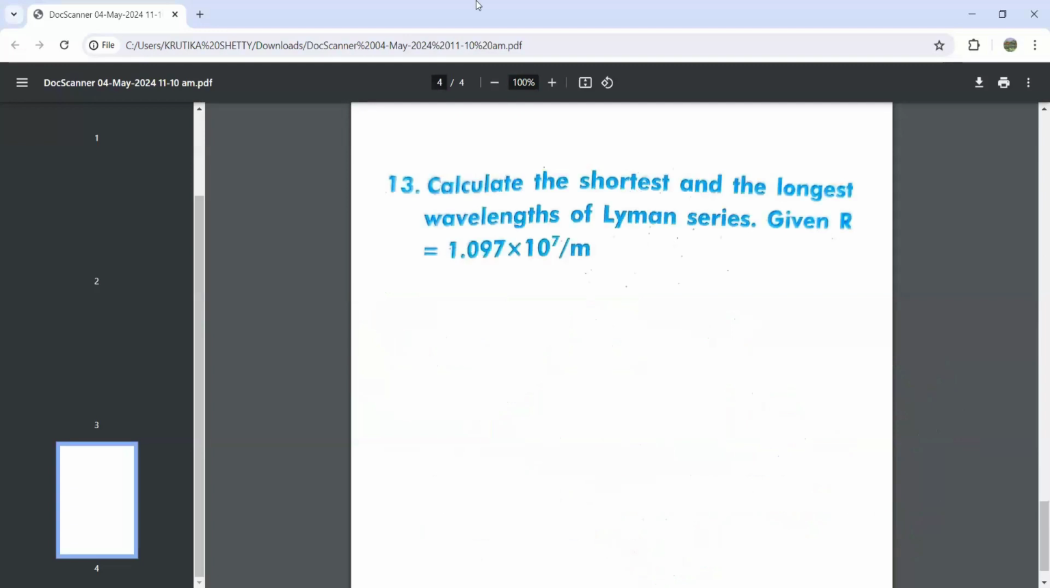Yes, students. Calculate the shortest and the longest wavelength of Lyman series given R is equal to 1.097 into 10 to the power of 7 per meter. So we need to calculate both the longest and the shortest wavelength. Already you know how to do that for the longest and for the shortest wavelengths.